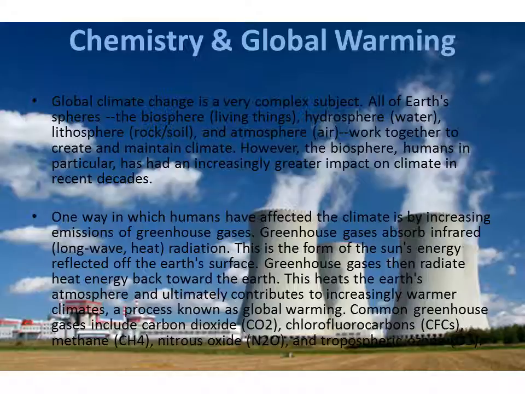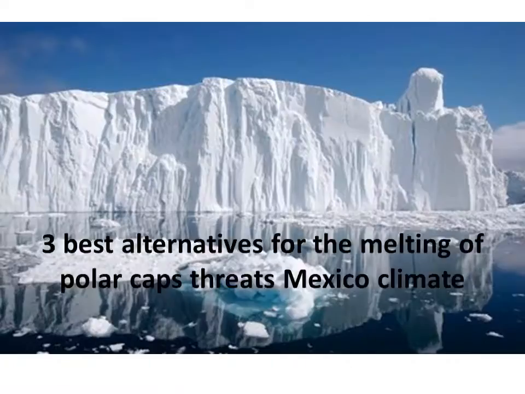Greenhouse gases absorb infrared radiation. This is the form of the sun's energy reflected from the Earth's surface. Greenhouse gases then radiate heat energy back towards the Earth. This heats the Earth's atmosphere and ultimately contributes to increasingly warmer climates, a process known as global warming. Common greenhouse gases include carbon dioxide, chlorofluorocarbons, methane, and nitrous oxide.